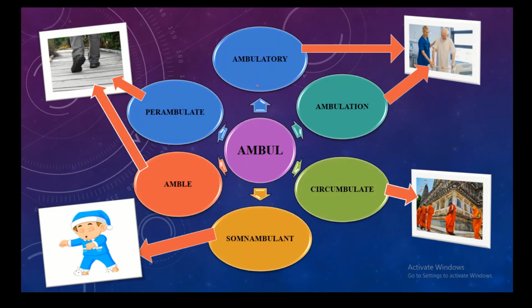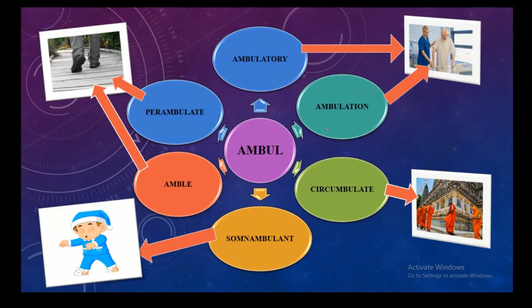Now let us go to examples. First one is ambulatory. Ambulatory meaning adapted for walking. That is the meaning of ambulatory. See in the picture, this old man is an ambulatory patient and he is walking with the help of a walker. Here one walker you can see. So this is ambulatory. Next, ambulation. Ambulation meaning to move from one place to another. Same example you can take. The same example is there for ambulation.